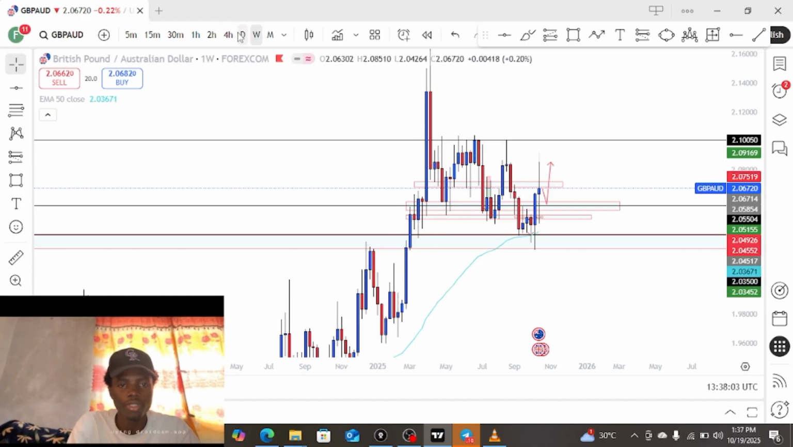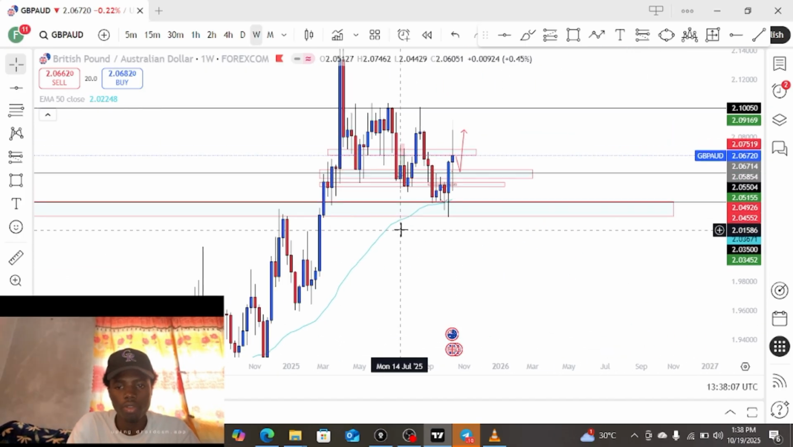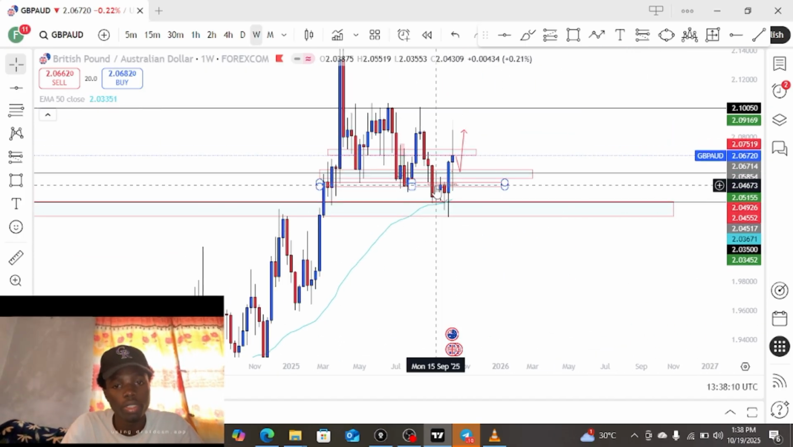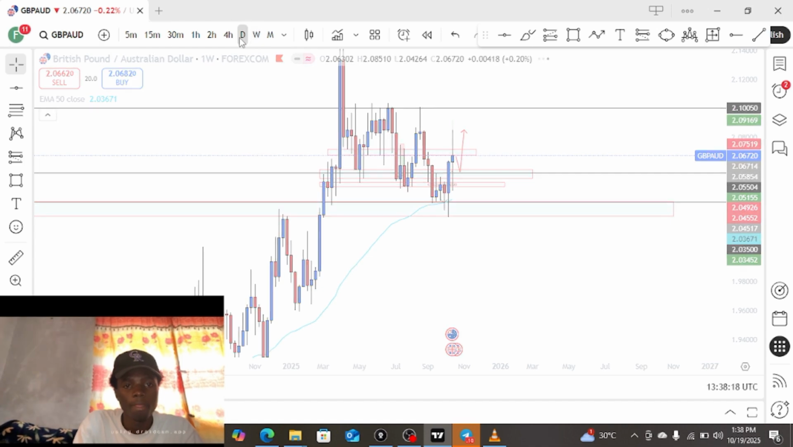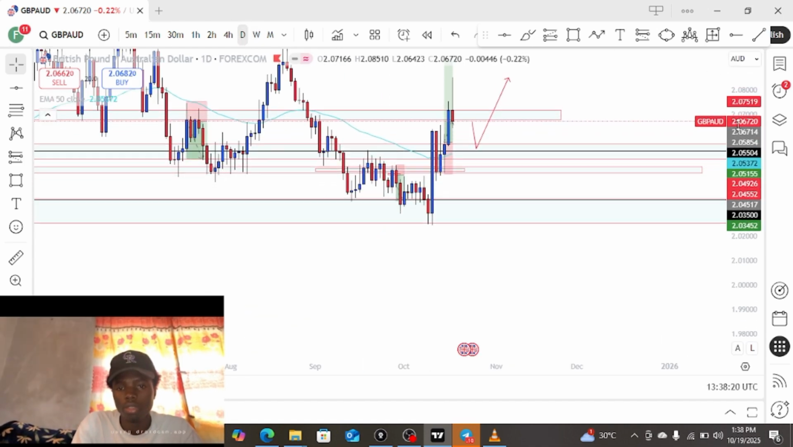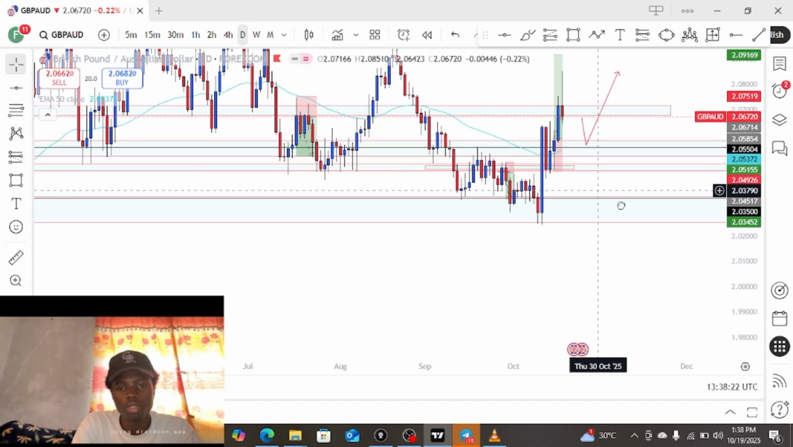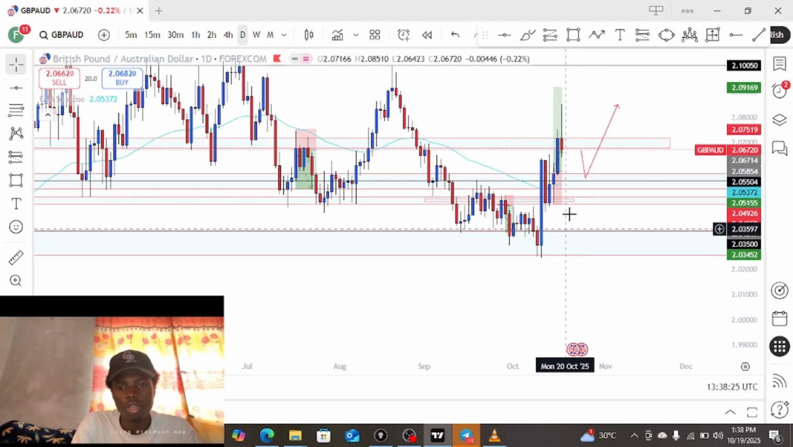The weekly is bearish, giving us the retracement on the weekly or rejection. This is gold, bro. This is what we're looking for. This is the weekly. The weekly is bullish. Daily is also bullish. Higher high, higher low.